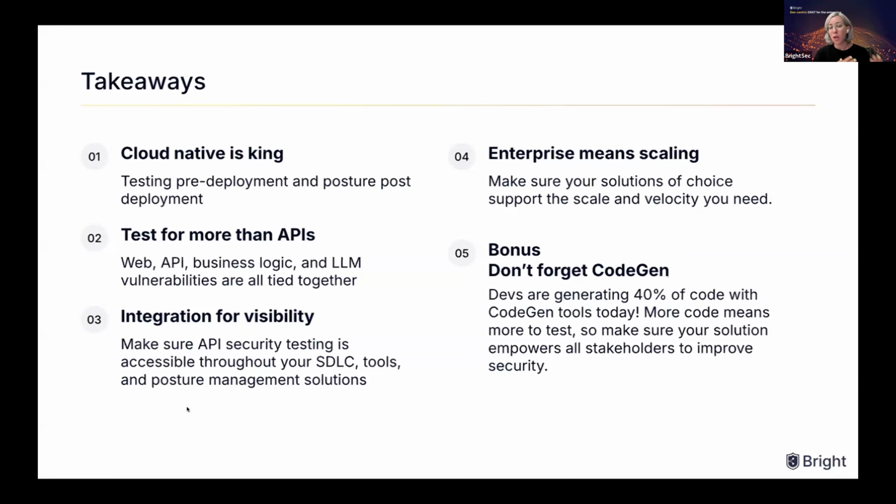You can't just do one thing and not do the other, because this isn't a water for world anymore. The other thing is that you need to be testing for more than APIs. Bright customers that are on the webinar today can definitely attest to this: what is a vulnerability that is just web, or is just API, or is just business logic? Depending on the context, it could be all three of them, or even also an LLM vulnerability.